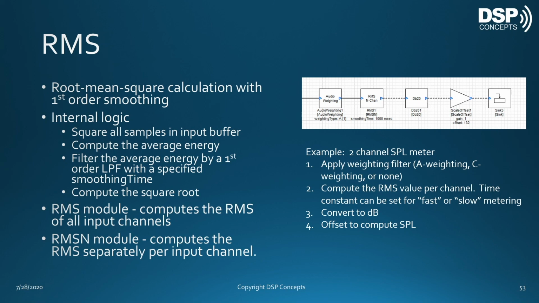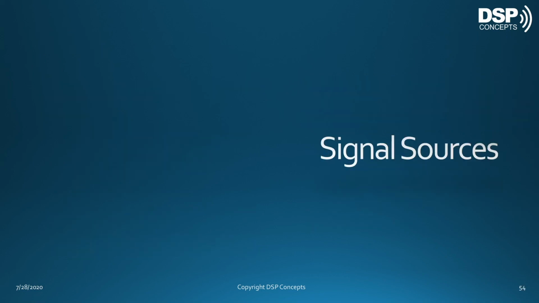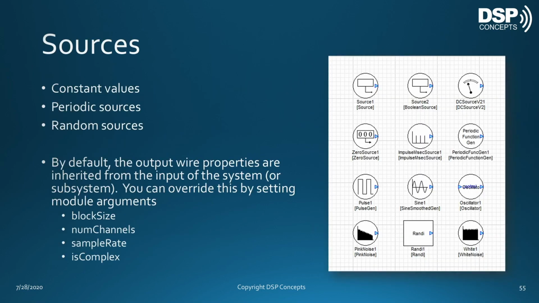Let's talk about different signal sources. These are really signal generators. It's a wide variety. You can output constant values, periodic values like sine waves, and also random sources like white noise or pink noise. Since it's a source module, you have to specify the output wire properties. It can't inherit those. So you have to specify the block size, the number of channels, the sample rate, and in some cases, whether it is complex or not. Typically, the modules can inherit the block size and the sample rate from the input to the system or to the subsystem that it's in.